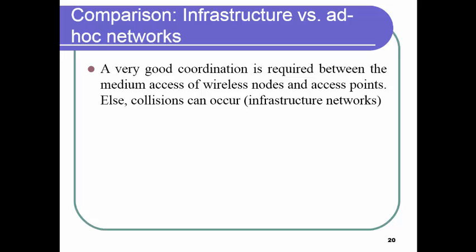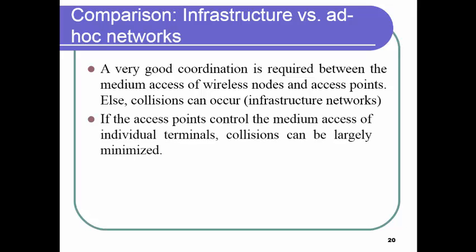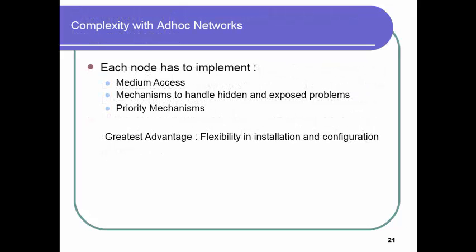A very good coordination is required between the medium access of wireless nodes and the access point, else collision can occur in case of an infrastructure network. So coordination between the access points is most important, and standard protocols like CSMA are needed to avoid the collision problem. If the access points control the medium access of individual terminals, collision can be largely minimized.